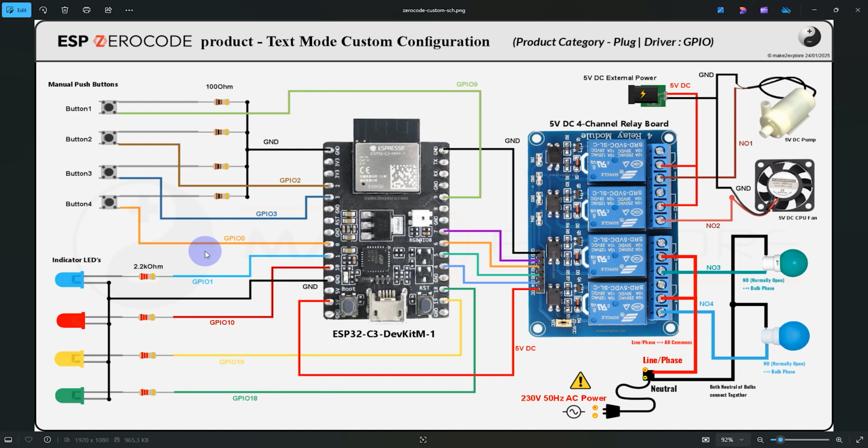So you can see in this circuit diagram, we're going to use an ESP32C3 board for this experiment. Then we will connect this 4-channel 5 volts relay board, which can be used to switch both AC and DC loads. We're going to use 2 AC bulbs and 2 DC appliances. Among them, one is a small 5 volts DC exhaust fan, and the other is a small 5 volts DC submersible pump. There will be 4 push buttons, which will be used to control these loads manually. And these 4 LEDs are for indication purposes.